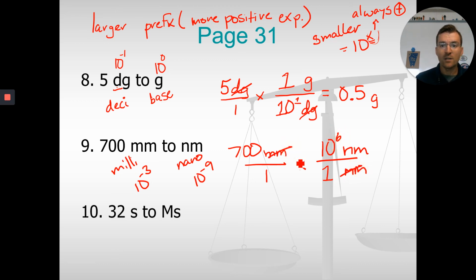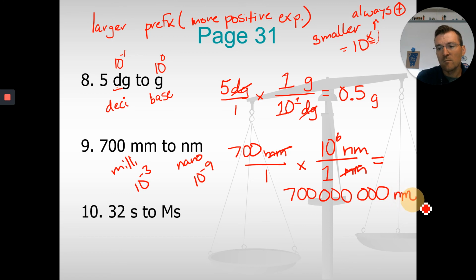Millimeters cancels, good. Unit we want is left. So now I would do the math, 700 times 10 to the 6. A couple ways we could write this, 700, and then let's add 6 zeros. And then our new unit of nanometers. And that would be our final answer.